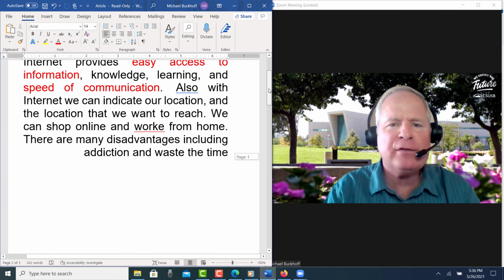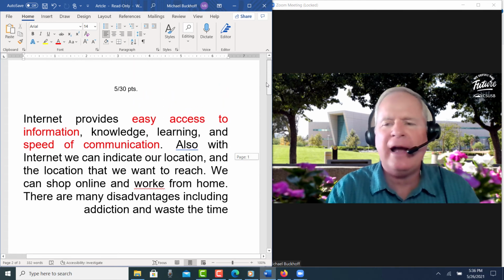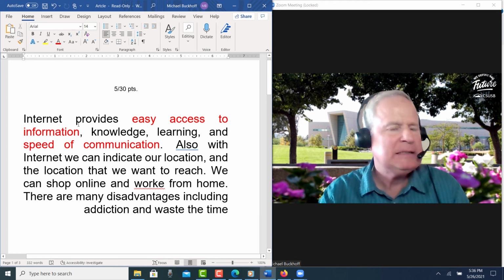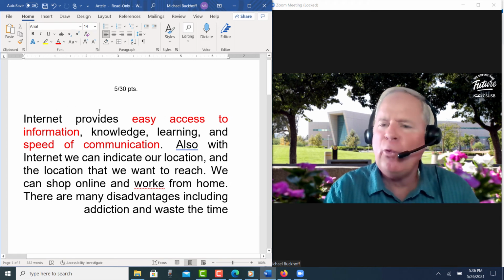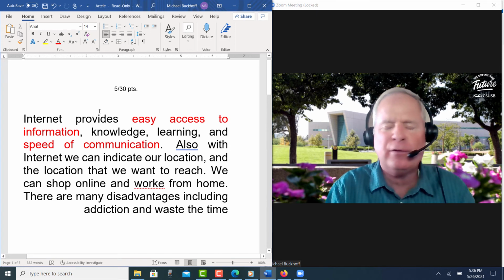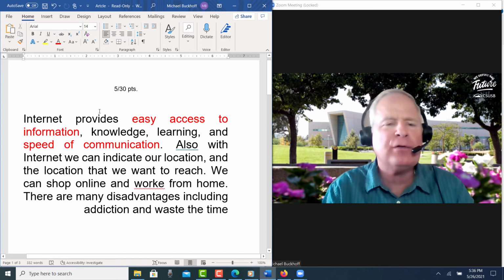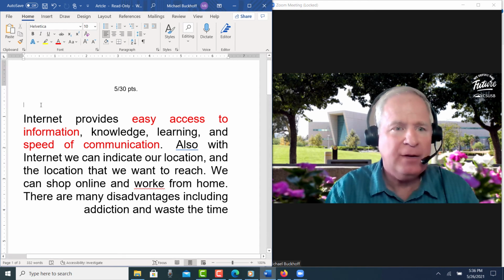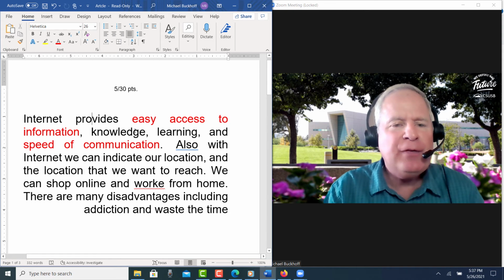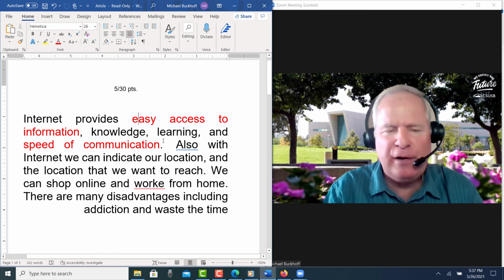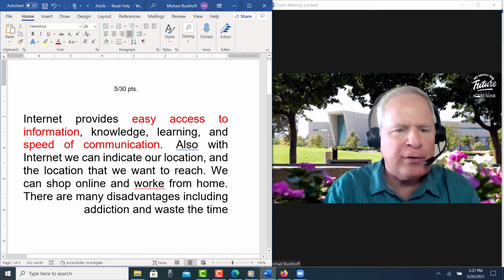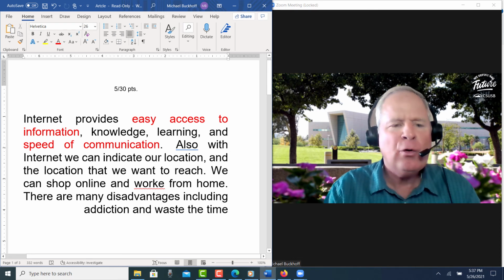So if you do this on the TOEFL exam, or you do this in academic writing, and you write a 46-word essay, it's not going to score very high no matter where it's scored, whether it's TOEFL, whether it's in a writing course, whatever it might be, it's just not developed enough. So I want to caution you that you don't bring up too many reasons here. Look at this: easy access, knowledge, learning, speedy communication, indicator location, shop online, work from home.